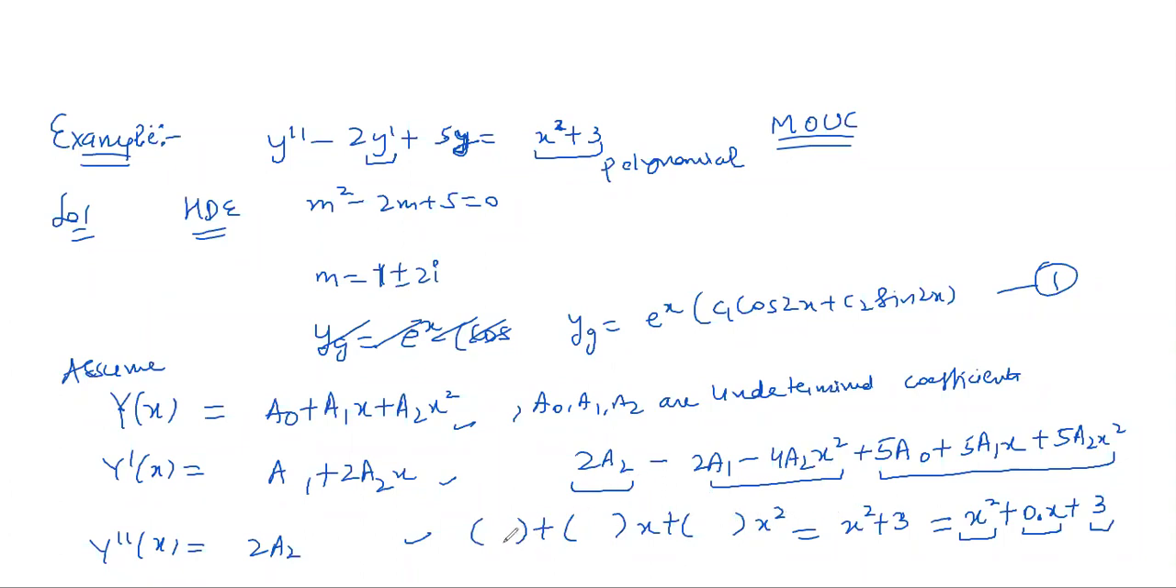So what is the constant term on the left hand side? You can see the constant term is 2a2 - 2a1 + 5a0. These three are occurring as the constant term. So I'm going to write the first equation I'm going to get: 2a2 - 2a1 + 5a0.